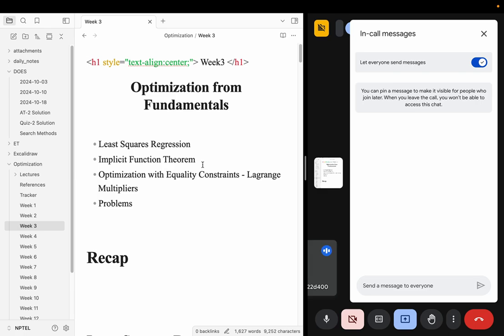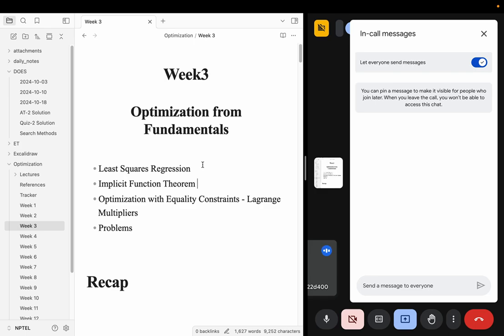So we have an open set. The implicit function theorem converts the constraints into a new problem, where in the new problem the domain becomes an open set, so that we can use the first order and second order sufficient conditions.